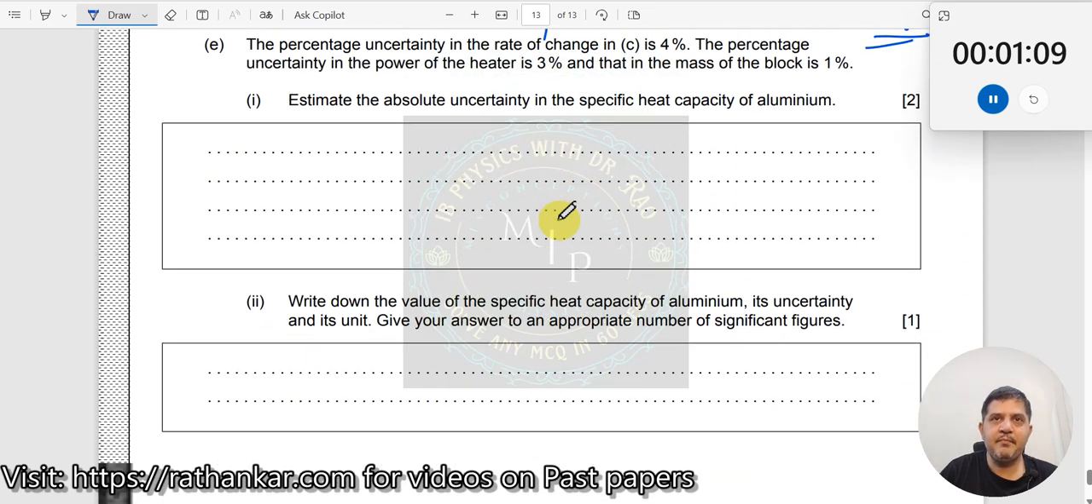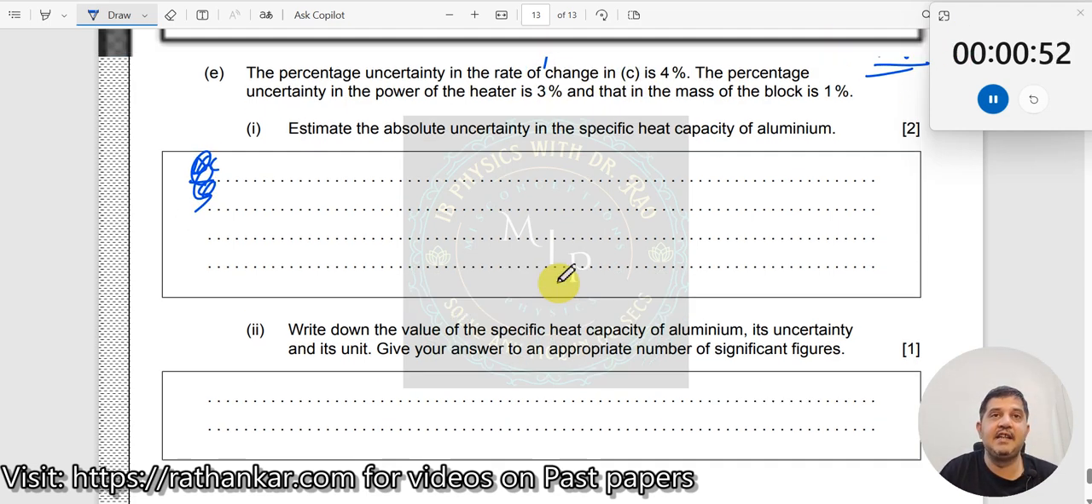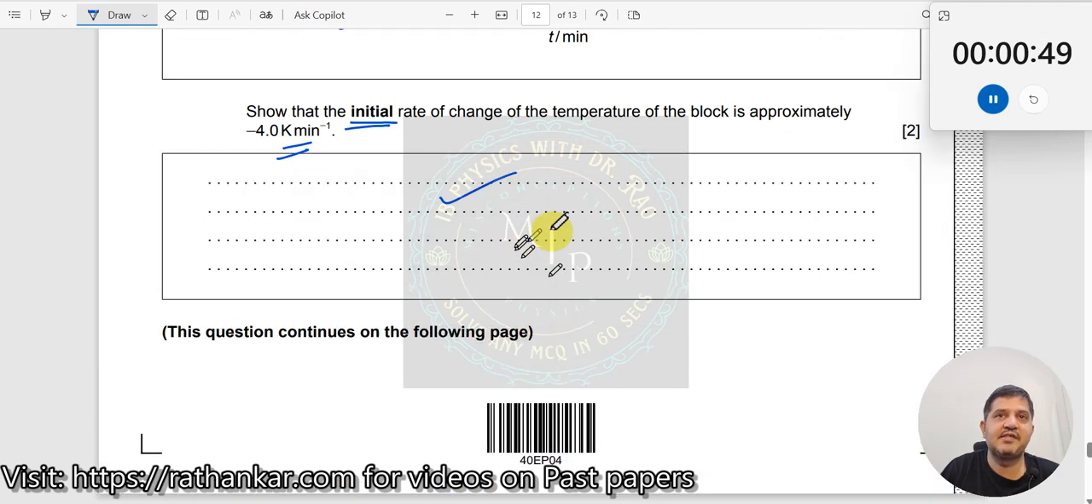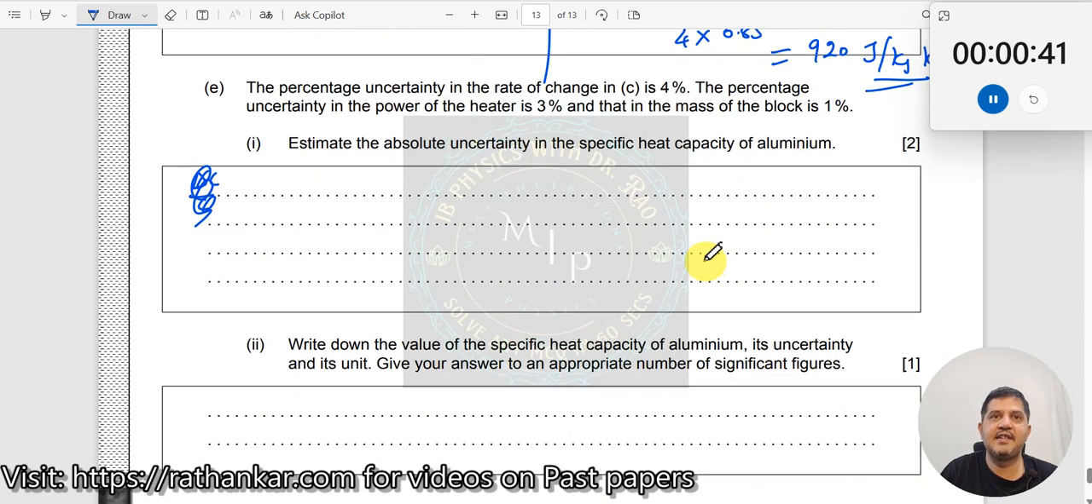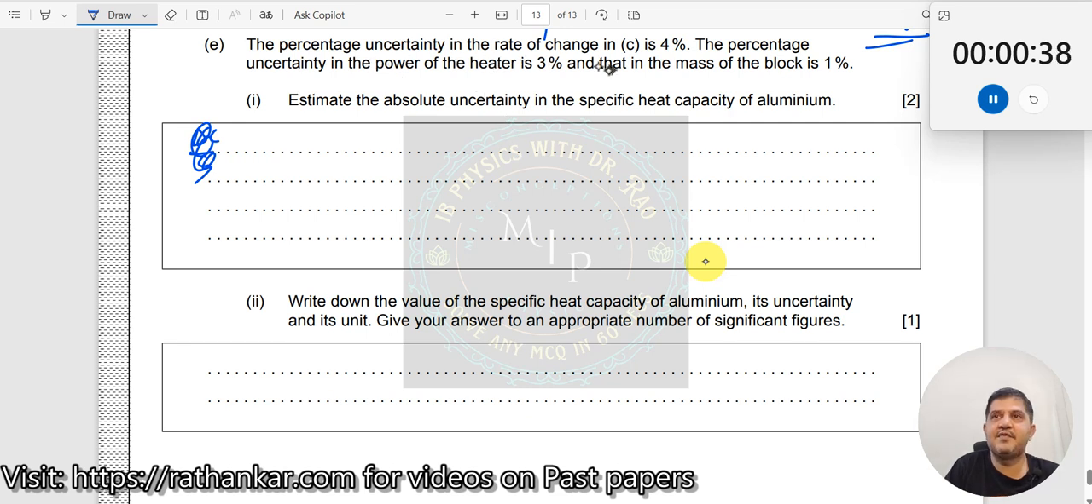Then the percentage uncertainty in the rate of change of C is 4%. Rate of change in C. In C, what is this now given to you? Delta C by C. Hey, just wait. Don't take delta C by C here. This is rate of change in C, which means what? He's talking about the question C here. What is question C? It is delta T by t, nothing but C here. So now let us see. The percentage rate of change in C is so much.